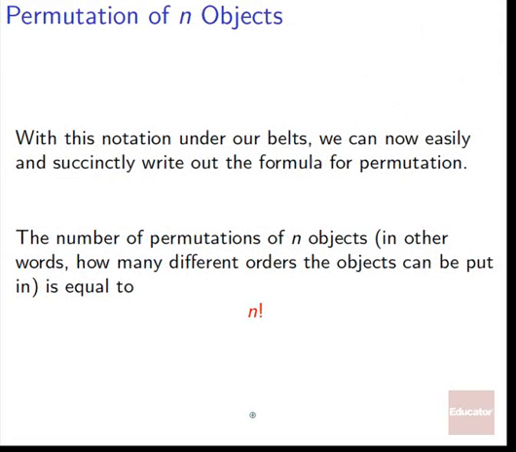All right, going back to permutation of objects, with this factorial notation under our belts, we can now easily and succinctly write out the formula for permutation. The number of permutations of n objects, where they're all distinct objects, in other words, how many different orders we can put the objects into, is equal to n factorial. Simple as that.